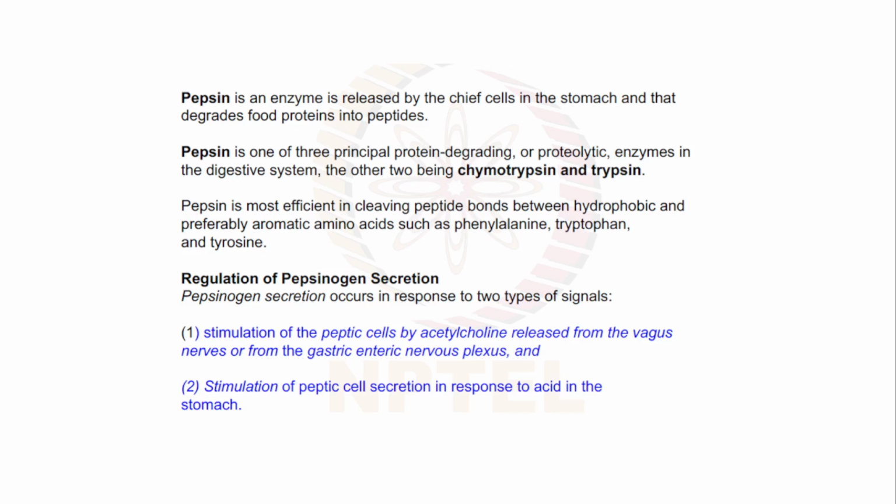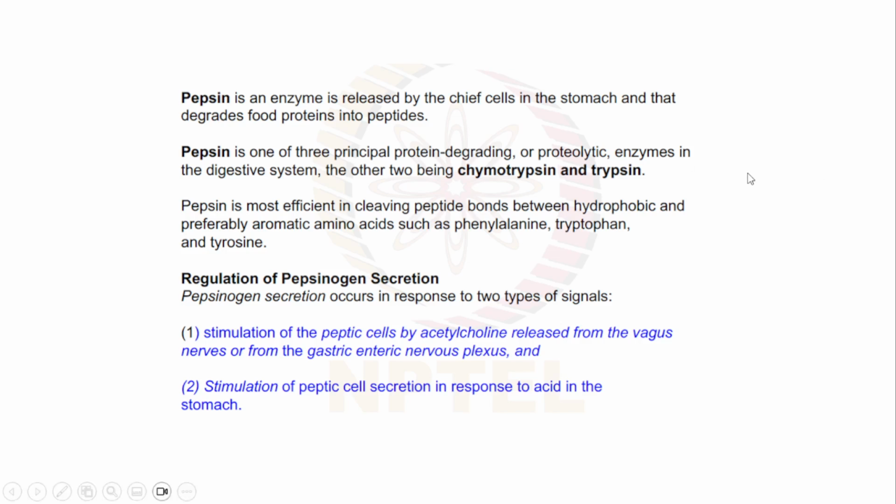Another protease in our alimentary canal are chymotrypsin and trypsin, that will be seen when we discuss the small intestine. Pepsin is most efficient in cleaving peptide bonds between hydrophobic and preferably aromatic amino acids. As I told you earlier, every protease has its preferred site where it will cut and form small peptides from a large protein. For pepsin, it is between hydrophobic and preferably aromatic amino acids such as phenylalanine, tryptophan, and tyrosine.